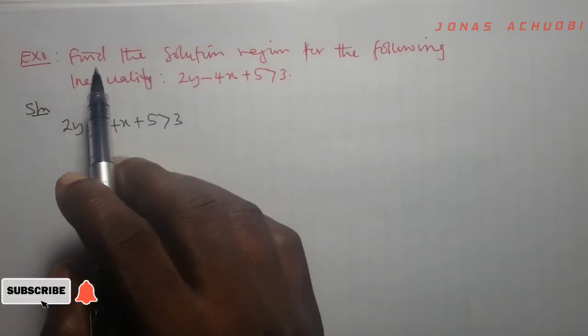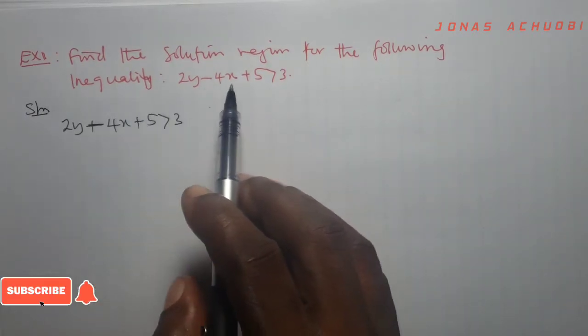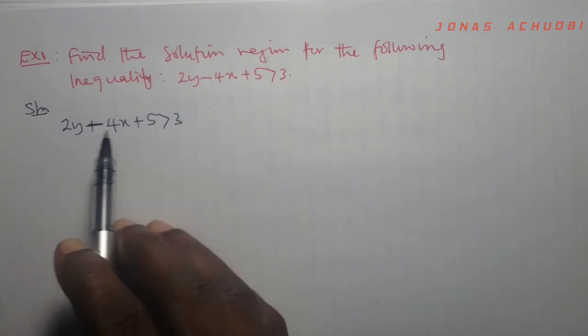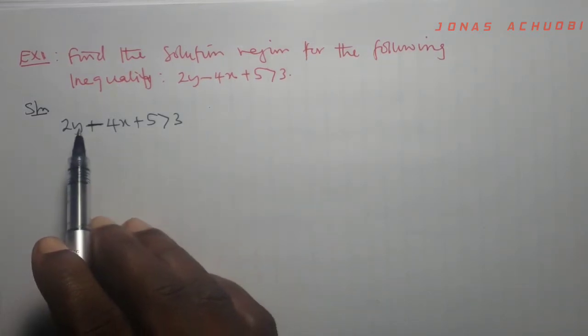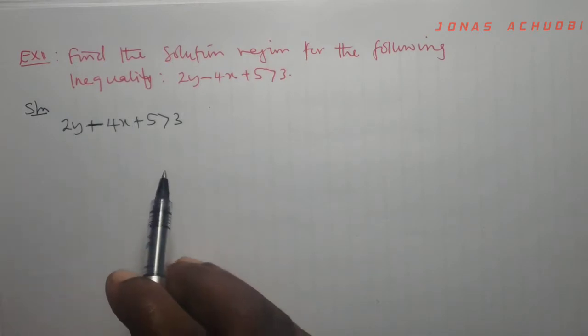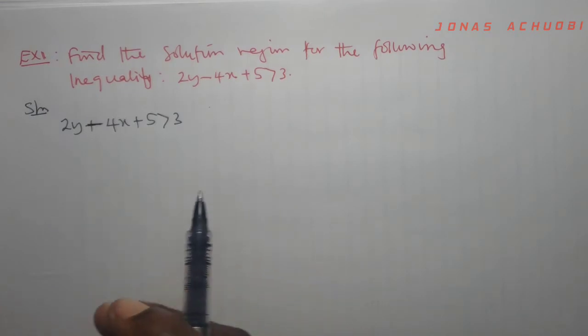Example 1. Find the solution region for the following inequality: 2y minus 4x plus 5 greater than 3. So clearly, this inequality is linear and is also in two variables, x and y. So we want to solve this by finding the solution region. So we shall take the steps one after the other.